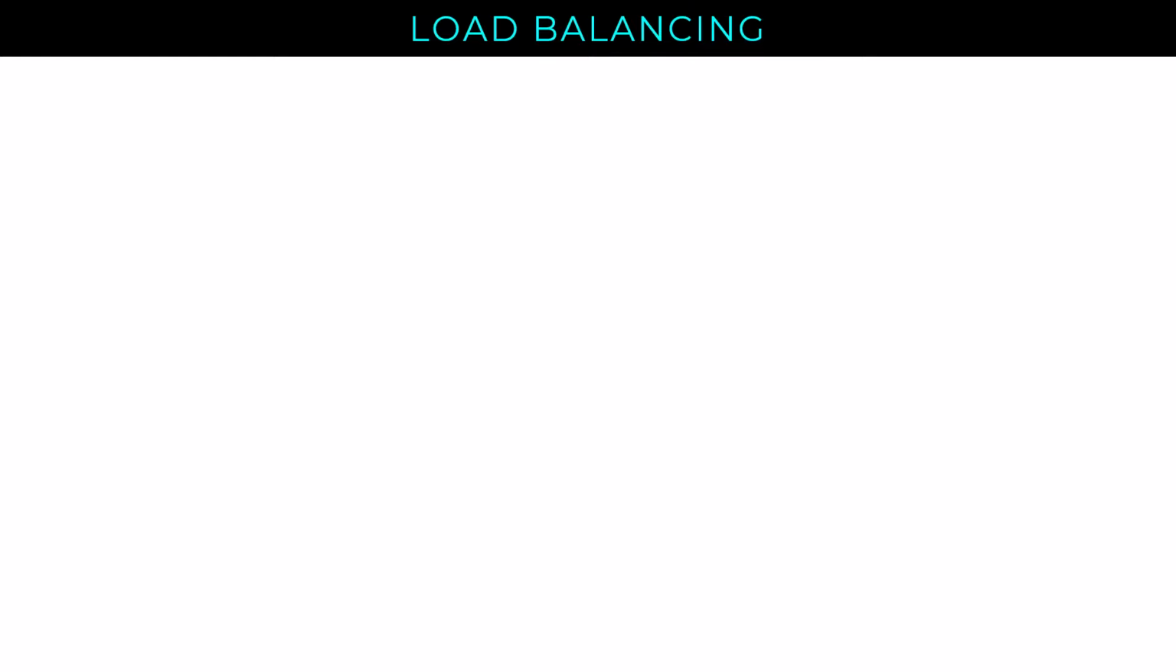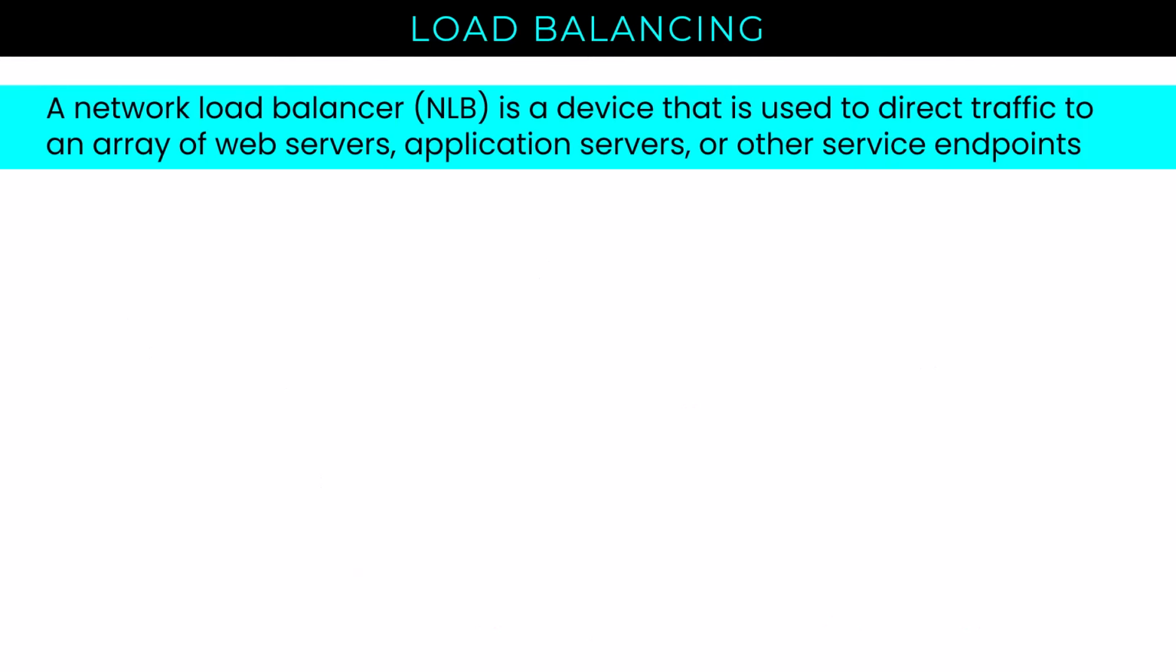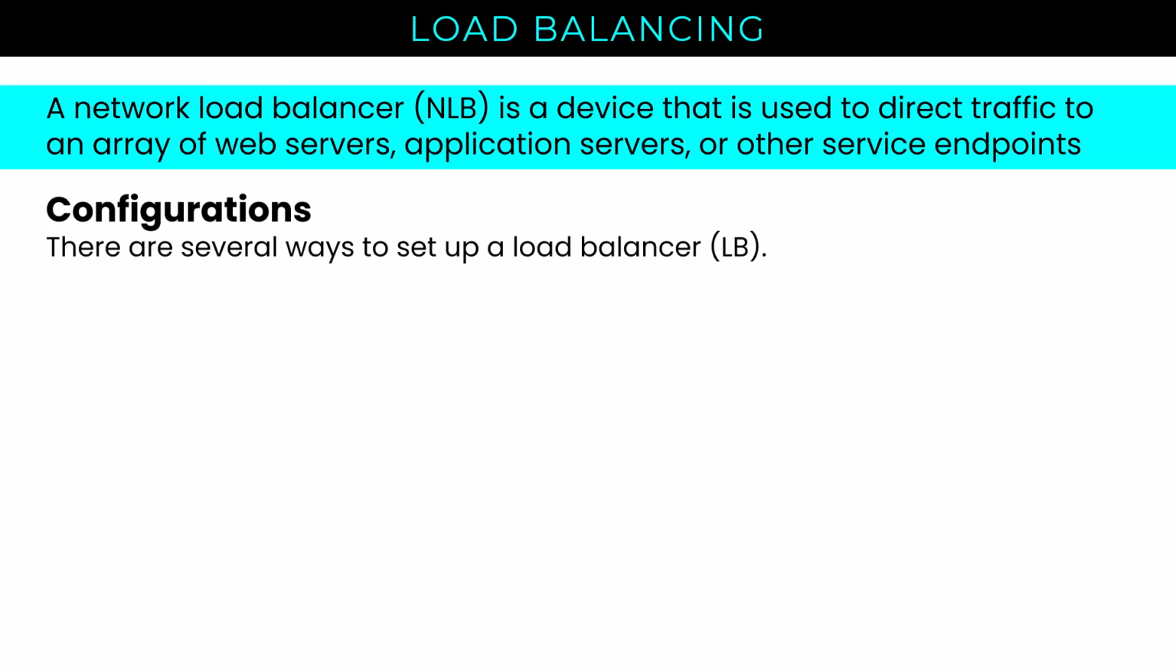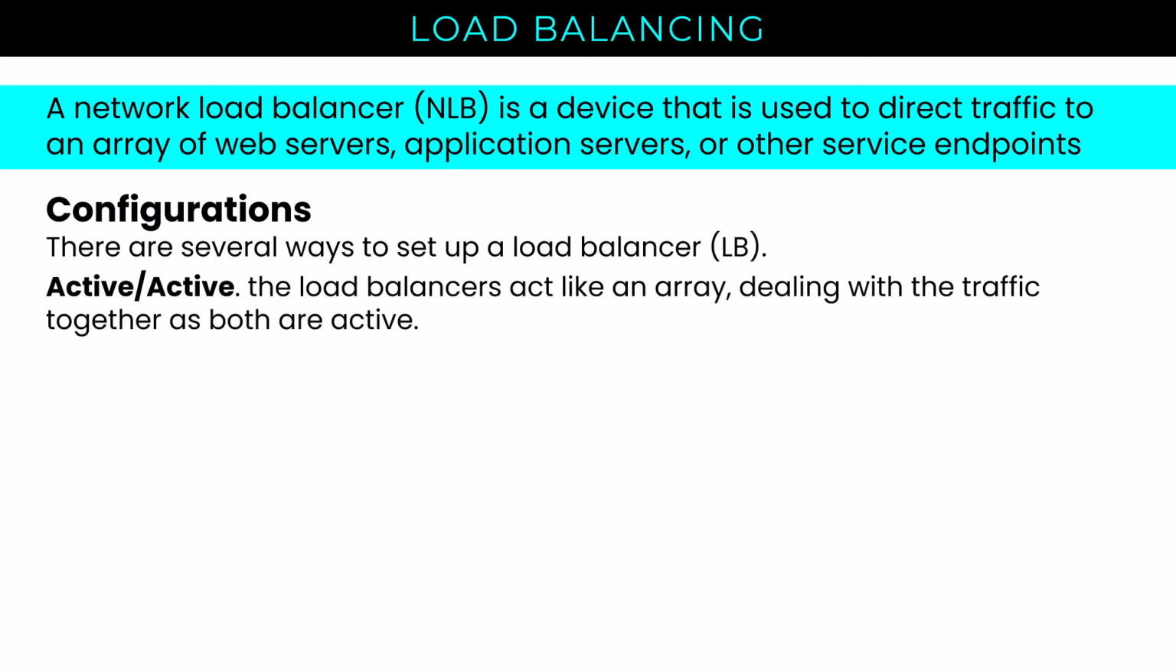So let's talk about that proper hardware load balancer. A network load balancer is a device used to direct traffic, typically to an array of web or application servers or other service endpoints. So you could even put APIs behind it if you wanted to, quite typically. And there are several ways to set up a load balancer. You can do an active-active configuration where the load balancers act like an array dealing with traffic together as both are active at the same time.